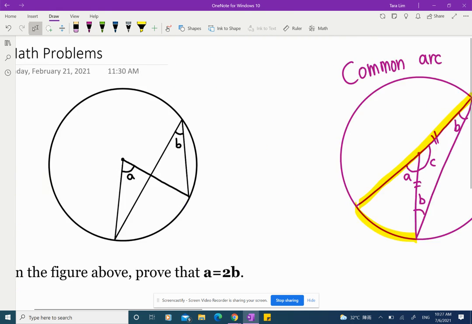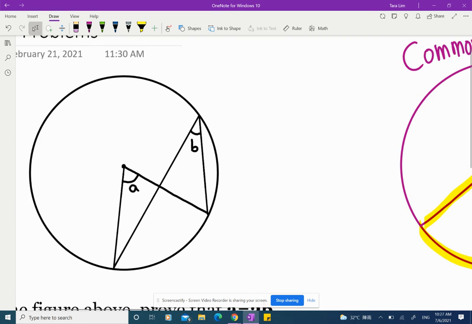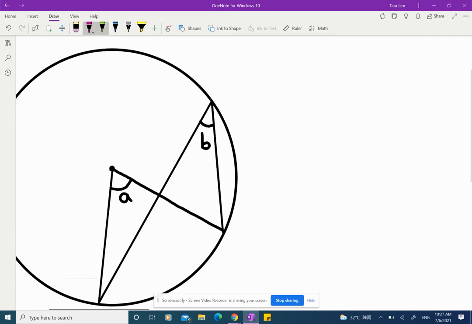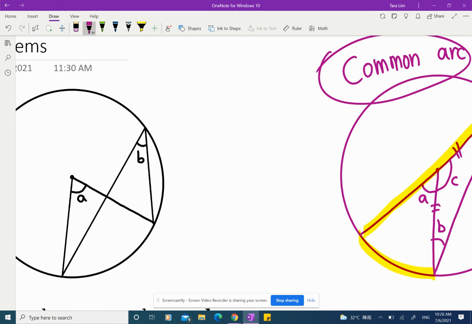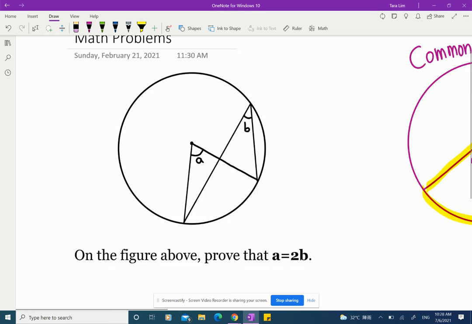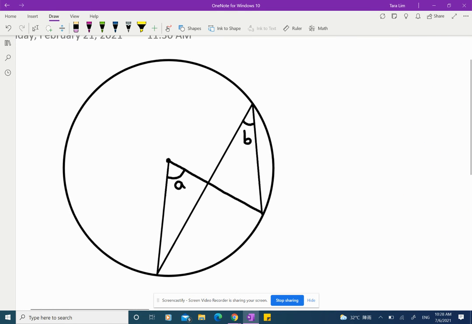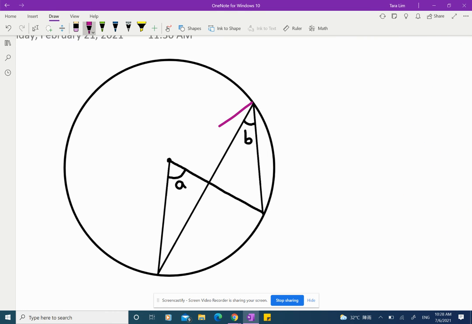Now that we know the common arc concept, we can do this. We want to use this common arc theory to prove that A is equal to 2B. So first of all, I'm going to draw a line again, just like before, and then we have the arc here. First I'm going to focus on this arc here.